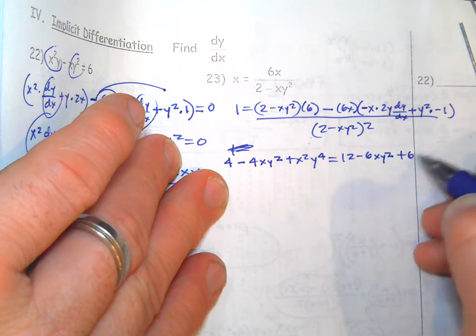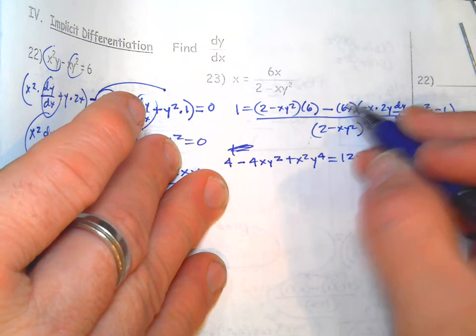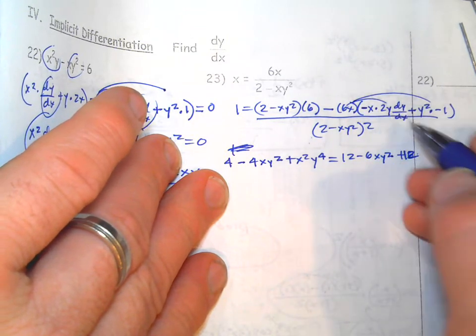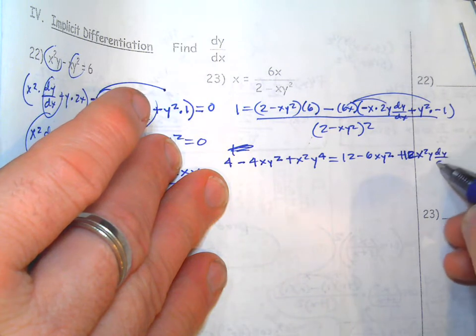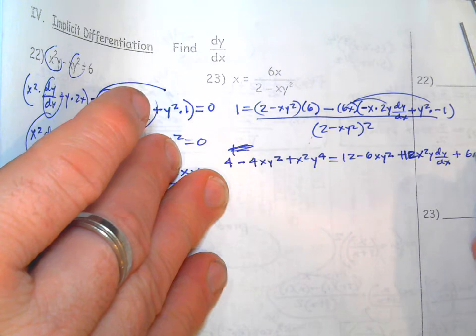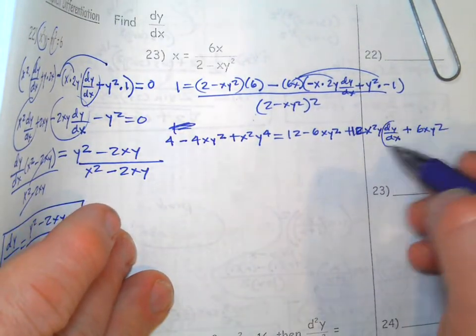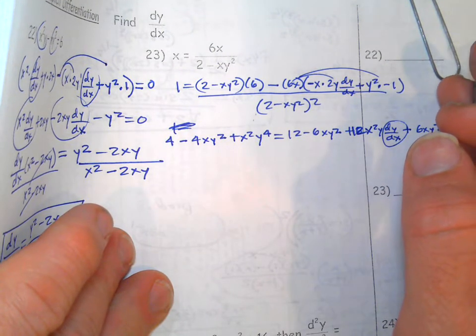plus 12x squared y dy dx plus 6xy squared. All right. Now we want to solve for dy dx, which I guess just shows up there, which is nice. It only shows up in one spot.